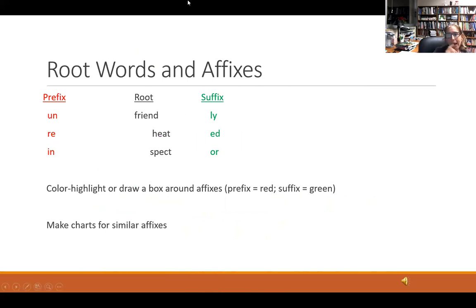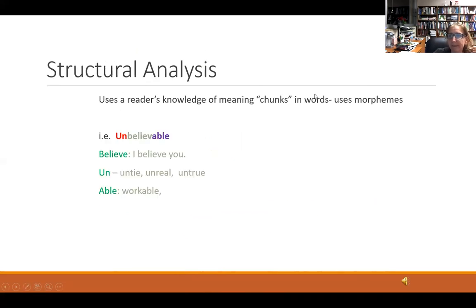All right, so grade 4 and up, you're now wanting to deal with structural analysis. Structural analysis is morphology. That's where you have root words, affixes, prefix, suffix. You can use color coding for this as well, working with your students, because it makes it easier. Like unbelievable. Believe, I believe you. Learn the meaning of un means not. Able means can. Unbelievable. Believe, I don't. It's not able for me to believe you.